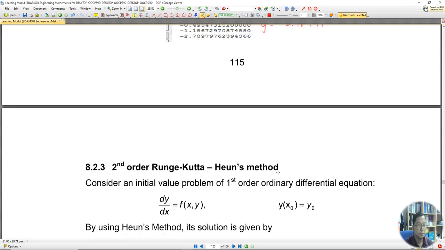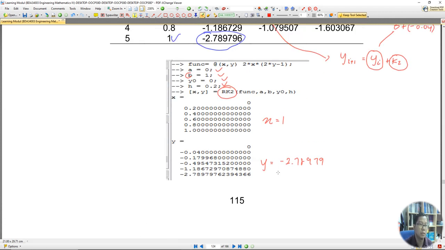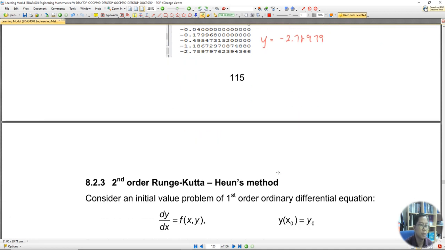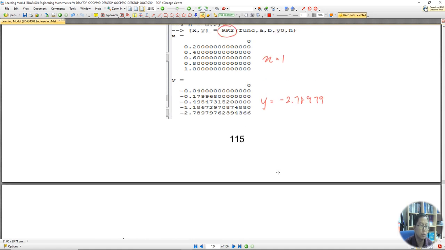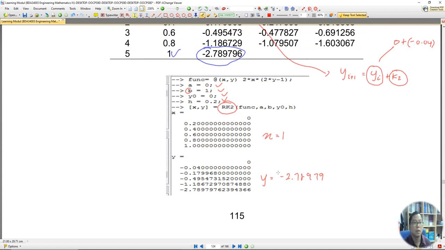Okay, good. I think that is enough for this topic, the midpoint method. And for the second order Runge-Kutta using the Heun method, I will go through it in the next session.